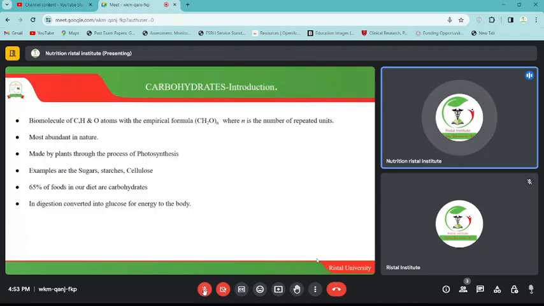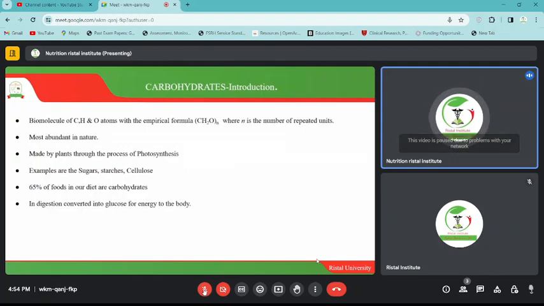Carbohydrates are the most abundant in nature. They are more abundant than the proteins, and more abundant than the lipids. Carbohydrates are made by plants through the process of photosynthesis. Examples of these carbohydrates include the sugars, the starches, the cellulose, and many more. 60% of the foods in our diets are carbohydrates in most cases.